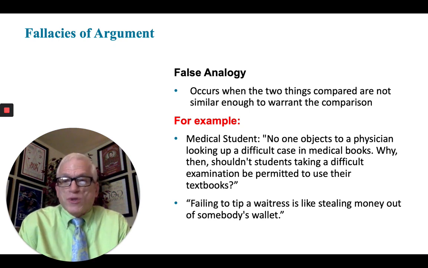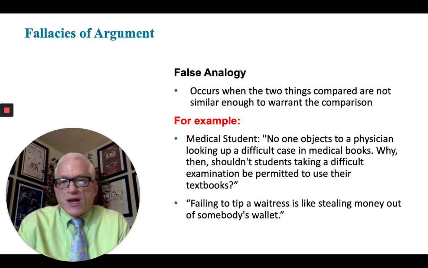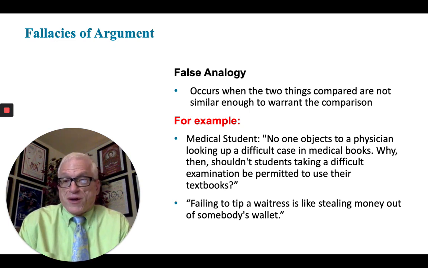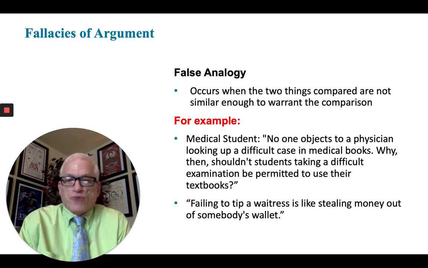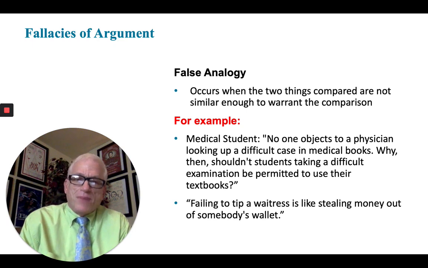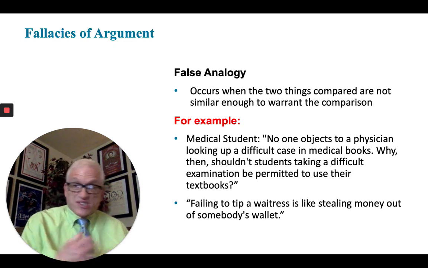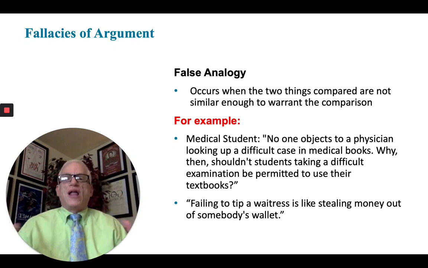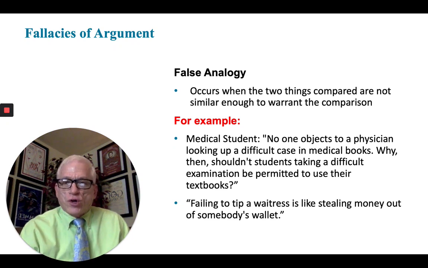And again, 2 totally different situations. If you're taking an exam, using a textbook doesn't test your knowledge. If I am a doctor, I want my knowledge tested, right? I want to be able to validate that. So it's a false analogy. Another one: failing to tip a waitress is like stealing money out of somebody's wallet. Well, it's really not, because you're not taking money away from a waitress. You're just failing to give her money in the first place, versus actually stealing money. One is illegal, the other is not illegal. So a whole lot of differences between these. But this is a good illustration of what a false analogy is.